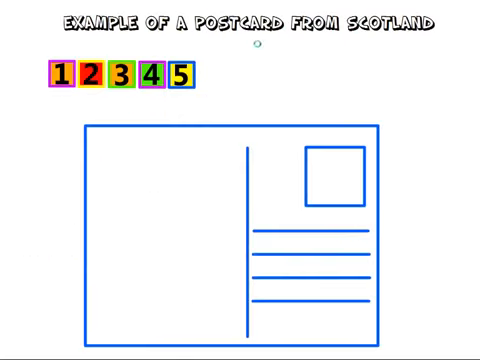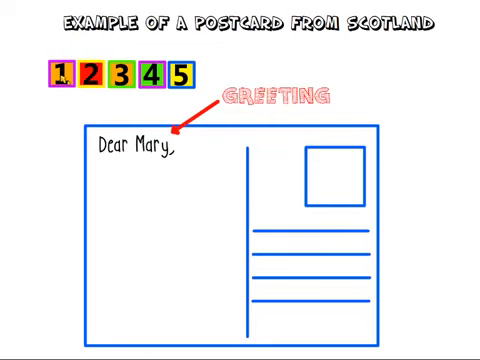Good. So, how to write a postcard? Let's do this together so we can have an example, and then you can do it on your own. This is an example of a postcard from Scotland. Scotland is also an English-speaking country, or part of an English-speaking country. And this is the back side of the postcard. There's nothing in it. And let's have a look at number 1. What is the first step?